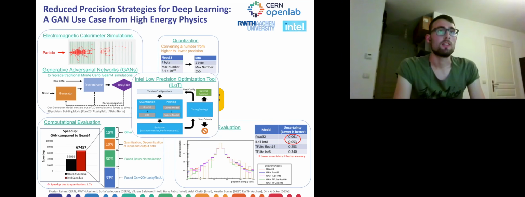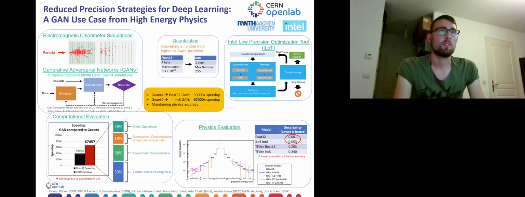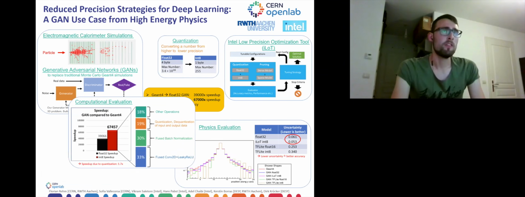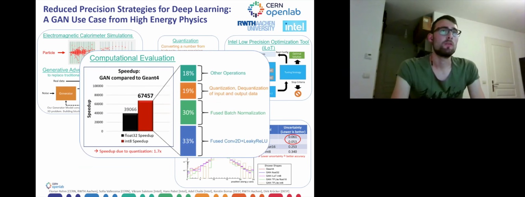So let's now look at the results of our quantized model. We start with the computational evaluation. In the graph, we can see that with the initial non-quantized GAN model we already get a speed up of 39,000 compared to GEANT4. And with our quantized iLoT model, we get even a speed up of 67,000 compared to GEANT4. So this means in total a speed up of 1.7 due to quantization.